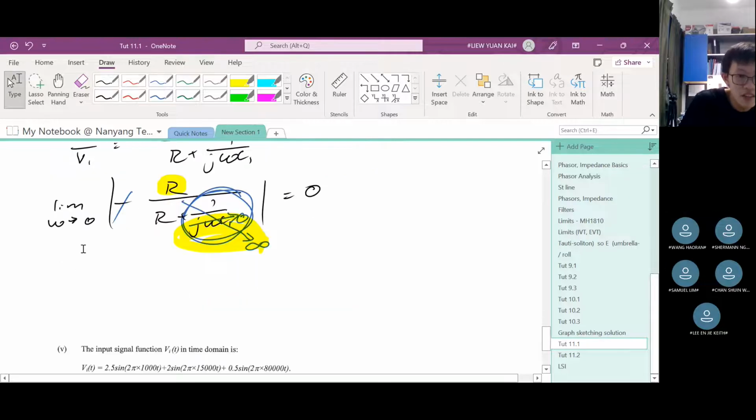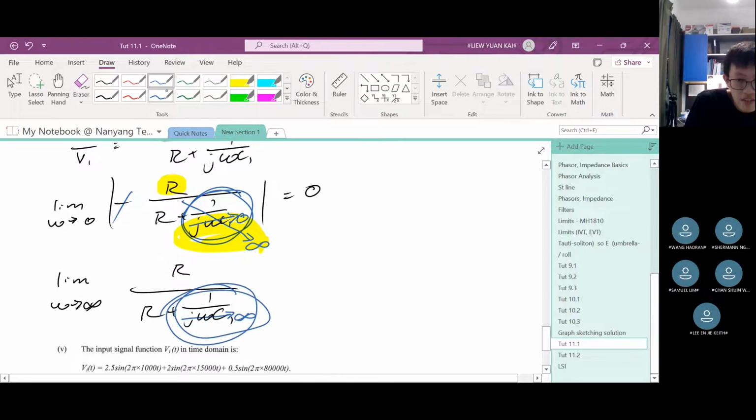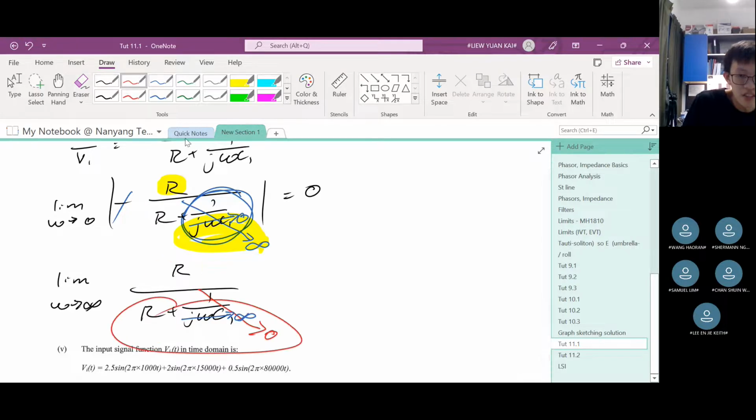Now let us take the high frequency limit. Omega approaches infinity. R divided by R plus 1 over j omega c1. So omega goes to infinity. This goes to infinity. 1 over infinity will go to 0, right? 1 divided by a very big number. This whole thing will go to 0. And then you see, R divided by R is only left, right? R plus 0 is just R, so this can go away. R divided by R is just 1.